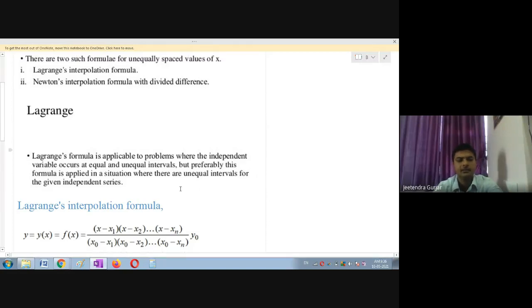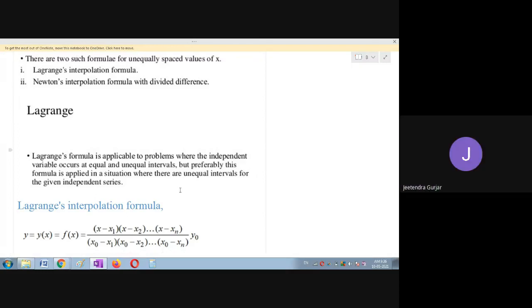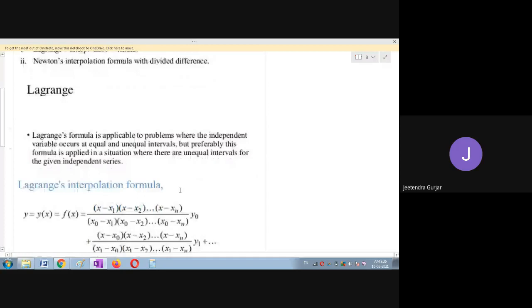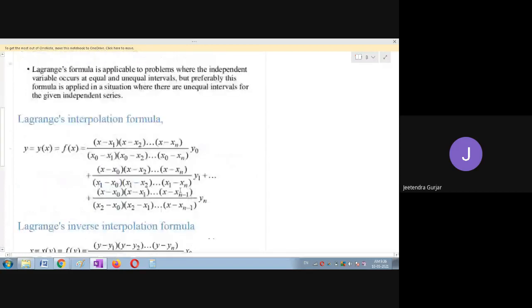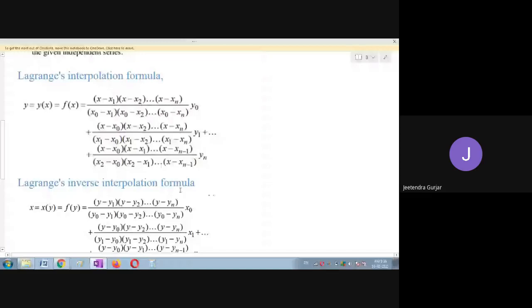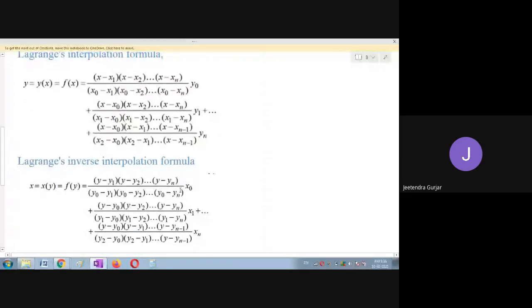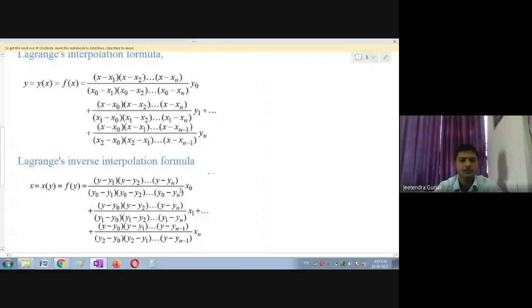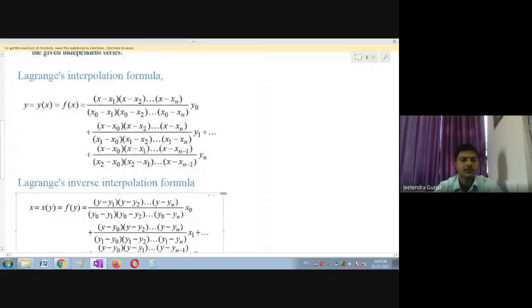Therefore, for equal intervals we have already done Newton's forward and backward interpolation formulas. So that will be quite easy to simplify. But here we are going to take all the intervals. So here please note down this formula, Lagrange's interpolation formula. With that, we have Lagrange's inverse interpolation formula also, students. So you can see we have both these formulas. Very important. Please note down this, students.